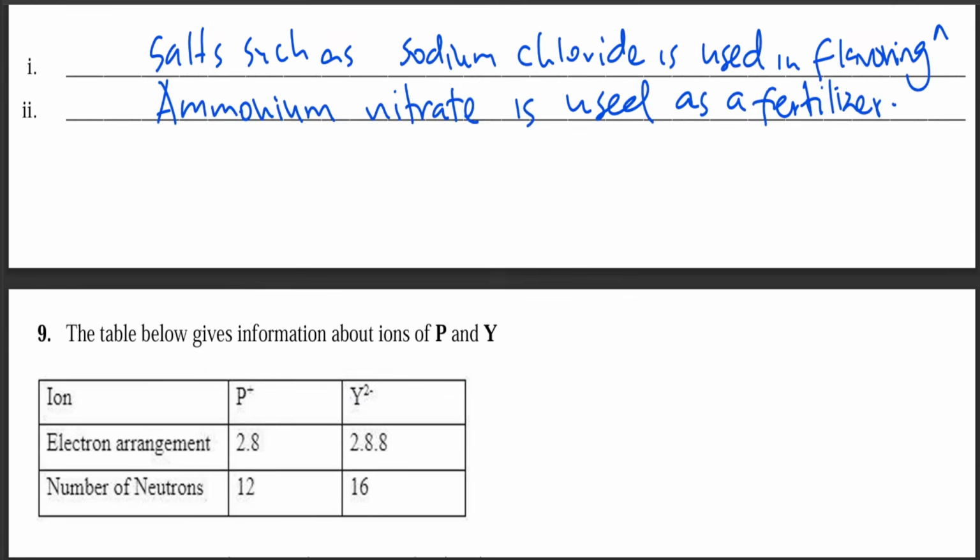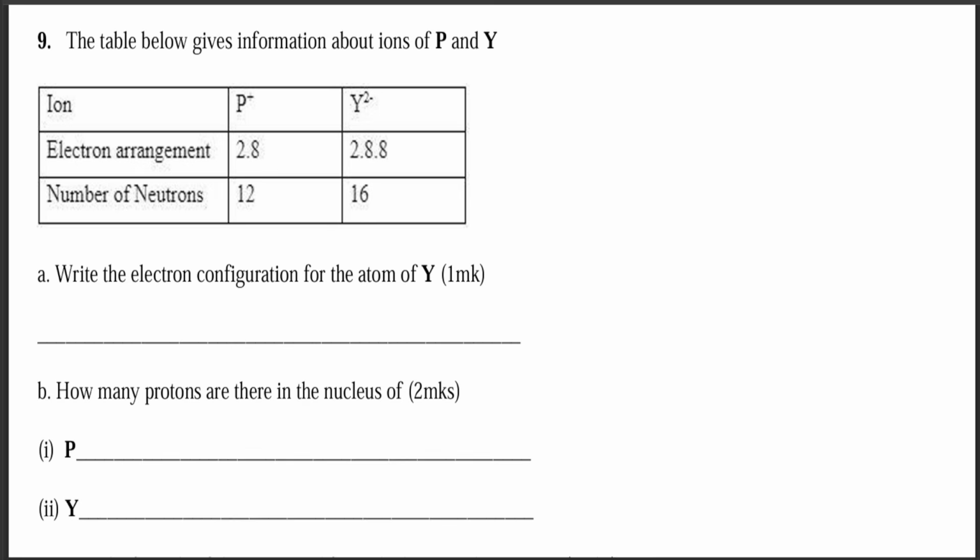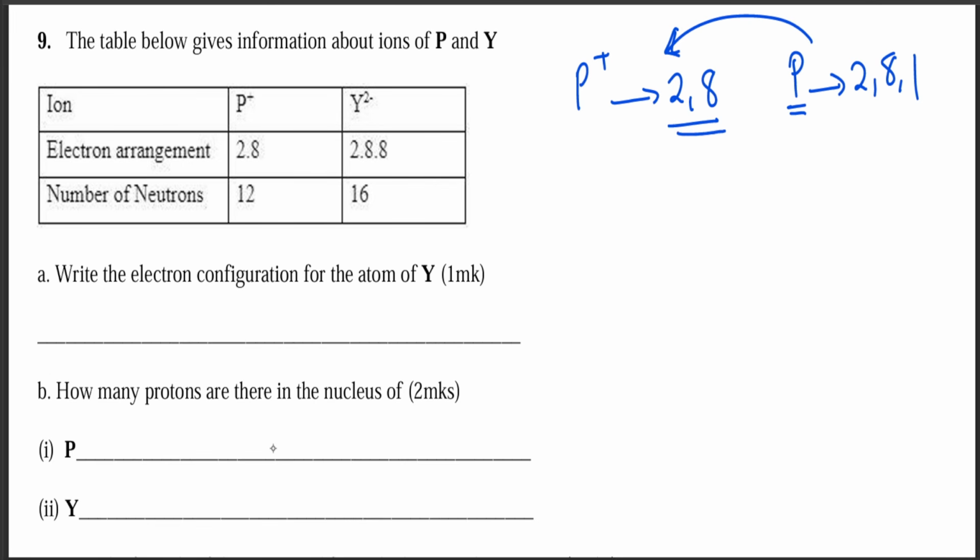Okay. Question 9. The table below gives information about ions of P and Y. So P and Y. P plus was 28, so it means it lost electrons when it was an atom. Add the electron back, it's supposed to be 281. So from P to P plus, it lost 1 electron to give you 28.